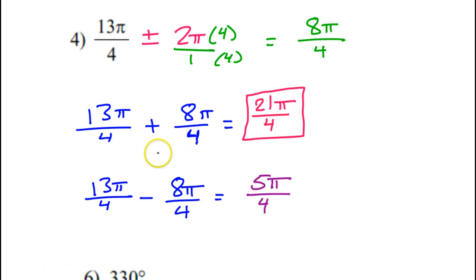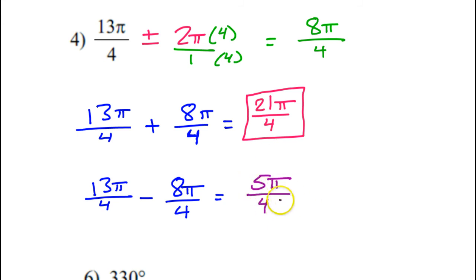All right, so look at what happens. When you add these, you get 21 pi over 4. So that is a positive coterminal angle. If I subtract 8 pi over 4, I'm subtracting 2 pi, basically. I got 5 pi over 4. Now, the problem is, yes, this is a coterminal angle, but it is another positive coterminal angle. We need a negative coterminal angle.